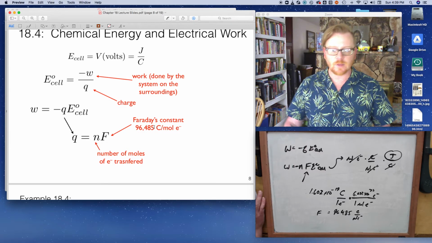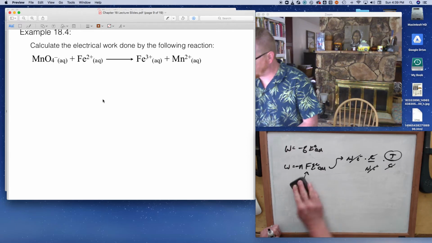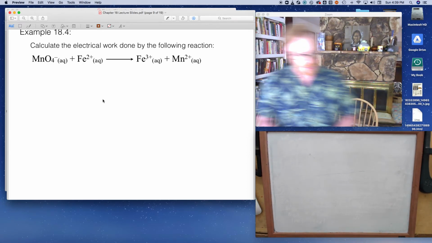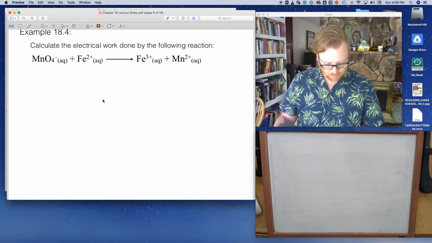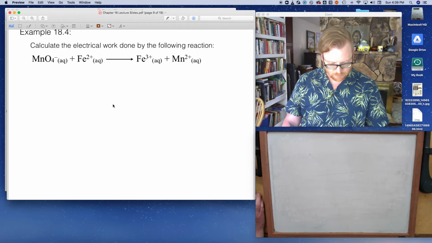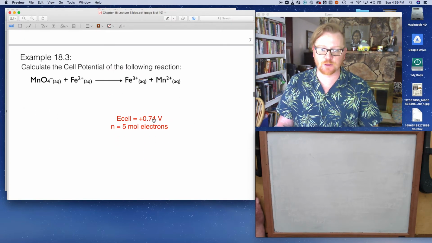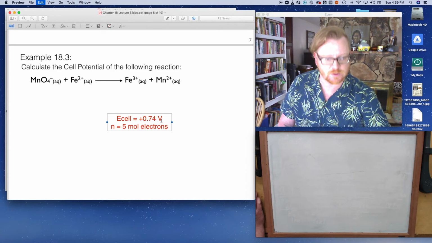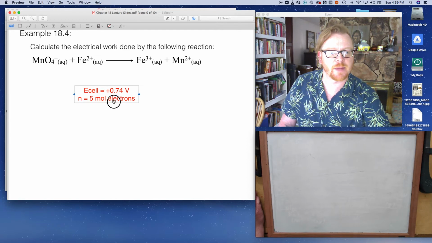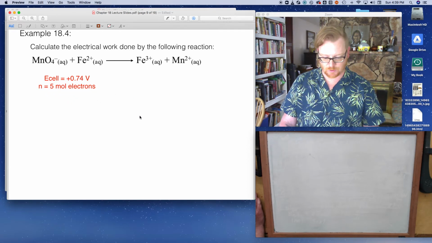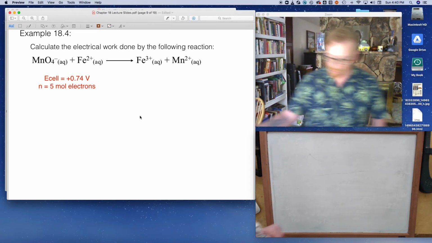Okay? So now here's an example. Calculate the electrical work done by the following reaction. All right? So this reaction right here, let's see. This is the same reaction that was right here. And I gave you the results, that it's 0.74 volts and there's 5 moles of electrons transferred. Make sure that you can get to those numbers, okay? Because once we have those numbers, it becomes quite a simple equation.